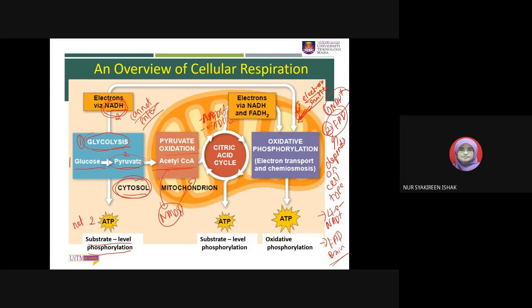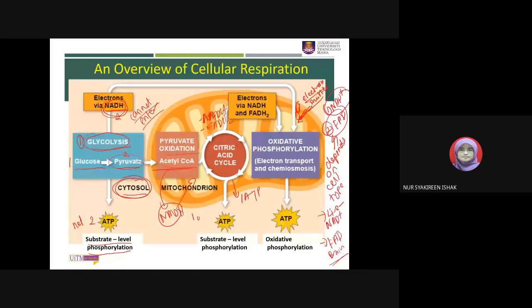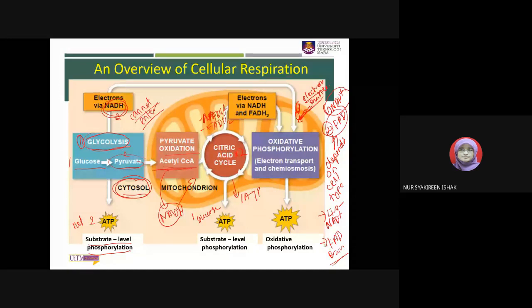Yang ini for the citric acid cycle, you have to know how many ATP molecules are produced. Satu awak kena tahu, for one complete cycle, it only produces 1 ATP. But for 1 molecule of glucose, for the whole reaction, it requires the citric acid cycle to occur 2 times. So it means that the citric acid cycle produces 2 ATP molecules through substrate level phosphorylation for 1 molecule of glucose that the reaction consumes.